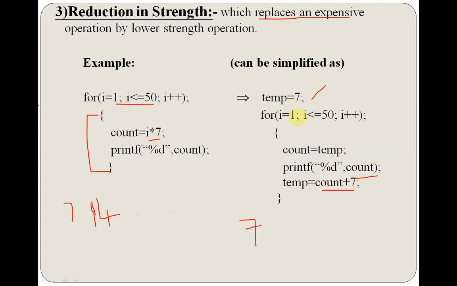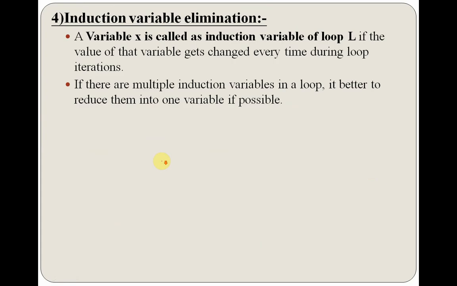In the next iteration I becomes 2, next count equal to temp. What is the temp value? 14, so count value will become 14, so 14 is going to be printed. In a similar way it gives the same result as the original loop. So this is called minimization, simplification of the code. Fourth one, induction variable elimination.